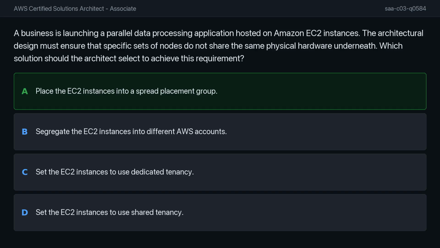Let us look at why the other options fall short. Option B is incorrect because simply separating instances into different AWS accounts does not guarantee physical host isolation. Option C is also incorrect. While dedicated tenancy ensures the hardware is reserved for your account, it does not prevent multiple instances from the same account from running on the same physical server. Finally, option D is incorrect, as shared tenancy explicitly allows hardware sharing with other AWS customers.